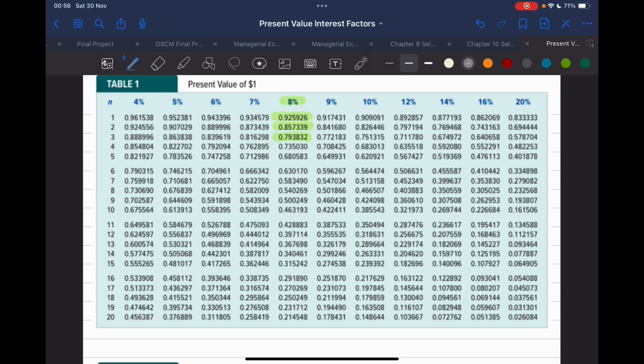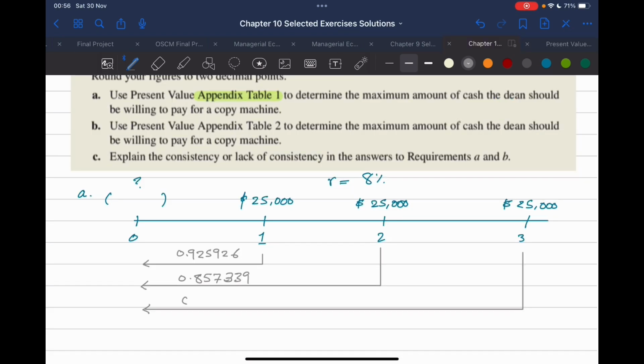And the last one is, sorry, I made a mistake here, 0.793832. Copy that down, 0.793832. Now, each of these factors are just going to be multiplied by the 25,000, which is the expected cash inflow.